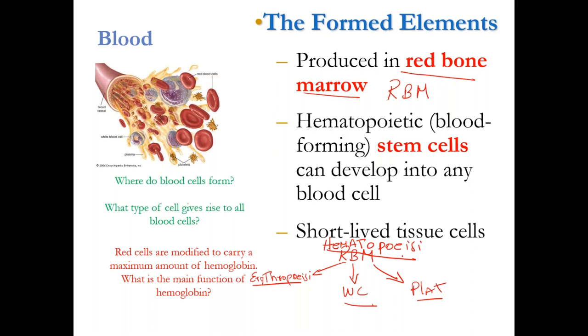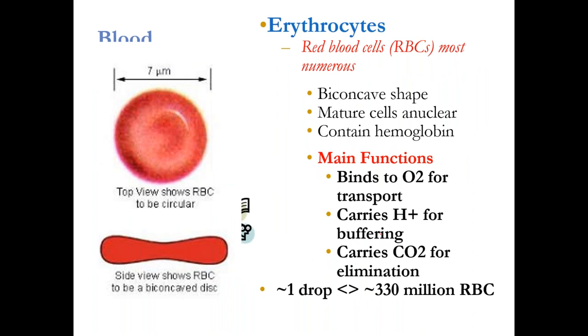Can you see the difference between erythro and hemato? I keep repeating it many times so I'm sure you will not make any mistake. Now we have the erythrocytes. Erythrocyte is the same as red blood cell. Technically it's slightly different, but mostly we call red blood cells the same as erythrocytes. They have this shape. So where are the red blood cells formed? In the red bone marrow. Through what process? Erythropoiesis.